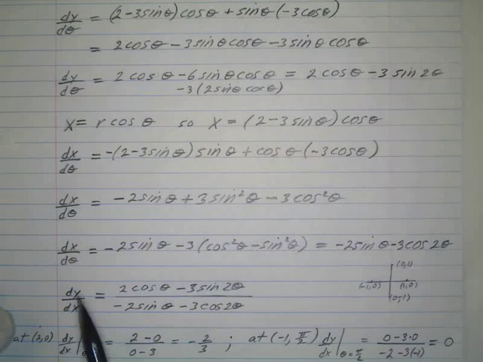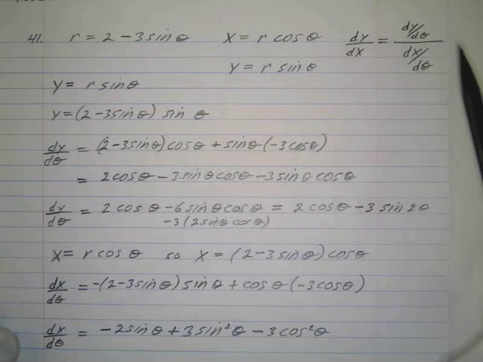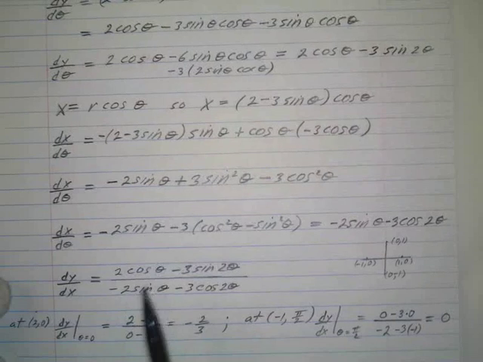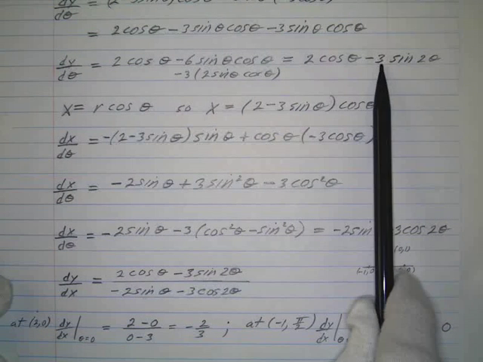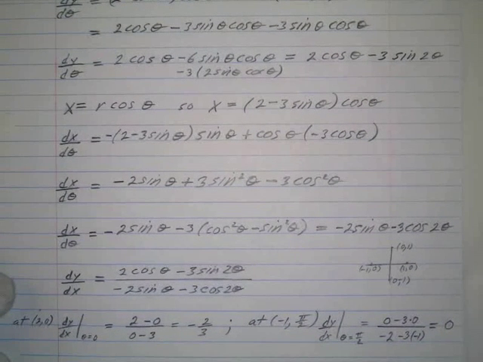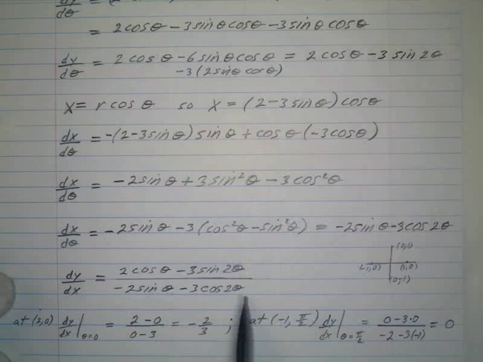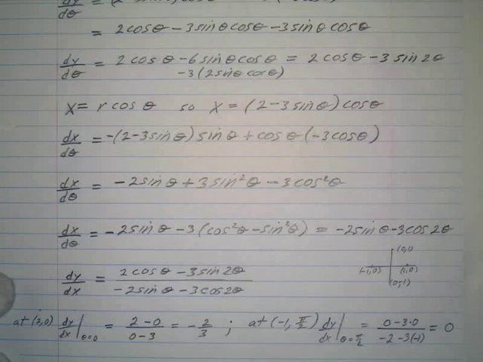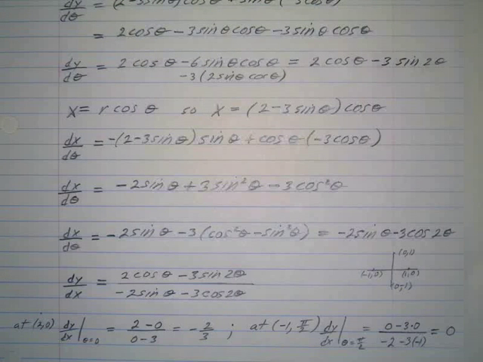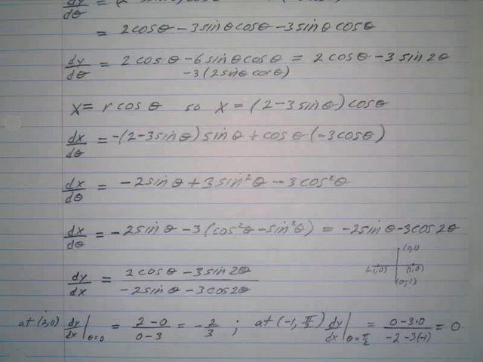So now I can put my, remember my dy dx way from the top. My dy dx is dy d theta over dx d theta. So my dy dx would be dy d theta, which was up here, this was a simplified form over here: 2 cosine theta minus 3 sine 2 theta. There's my 2 cosine theta minus 3 sine 2 theta. And my dx d theta is right there: negative 2 sine theta minus 3 cosine 2 theta. Okay, so there you go. So there's your derivative formula right there, and that's a pretty simplified form.